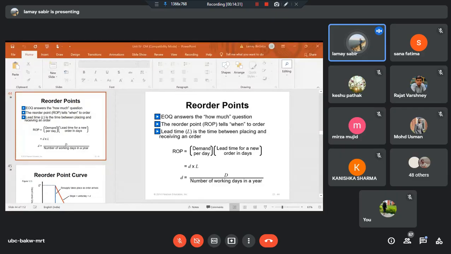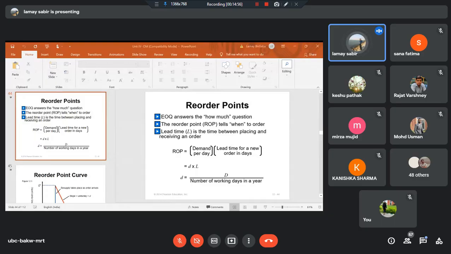So I'm repeating my point that in inventory management, we have a very important calculation which we call reorder point. It is the point at which we place the order. And it comes before the inventory gets zero. For the calculation of reorder point, we need to multiply small d with capital L, where capital L is the lead time and small d is the daily demand.